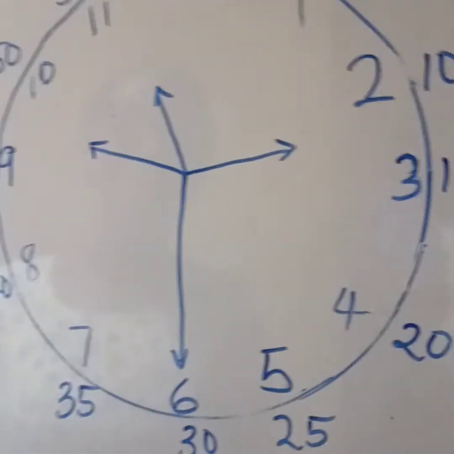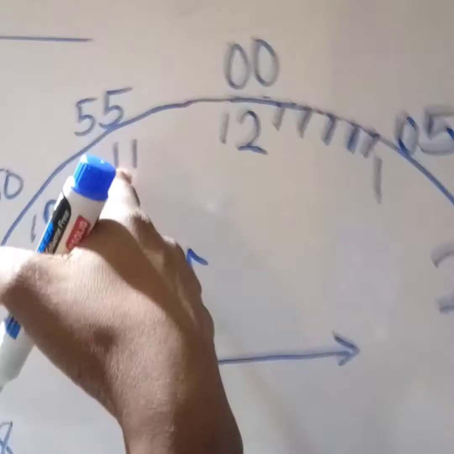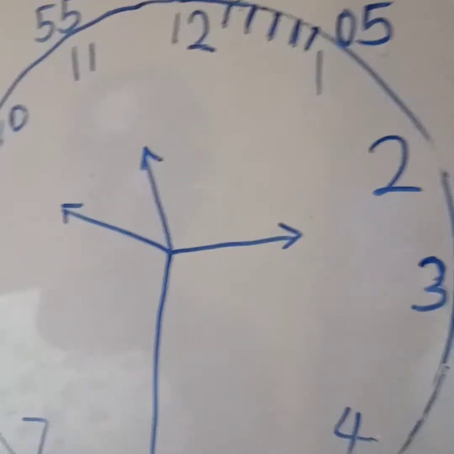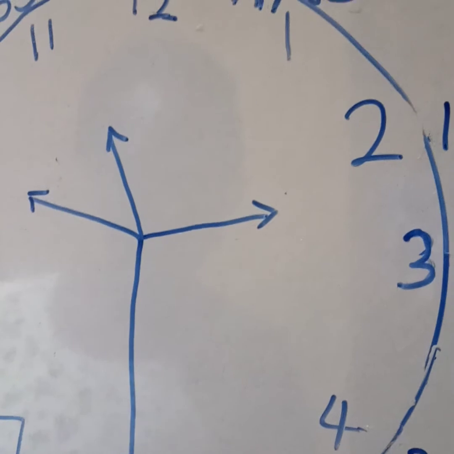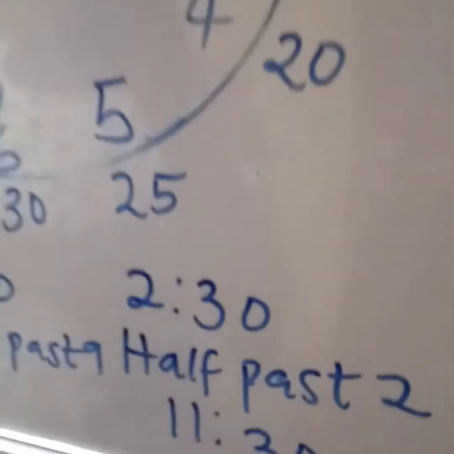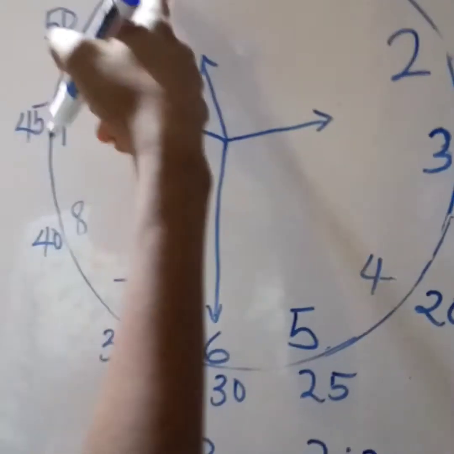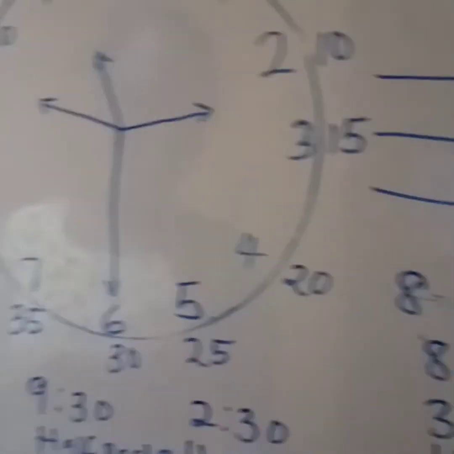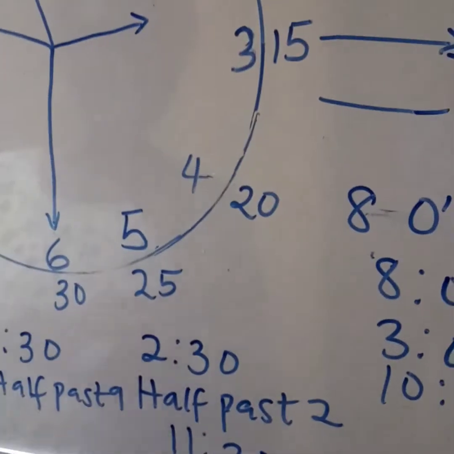What time is this? The short hand is in between 11 and 12. What will be my time? It's going to be what? 11:30. Why? Because you can see the smaller number here is 11. Between 11 and 12 is what? 11. So 11:30. That's all.